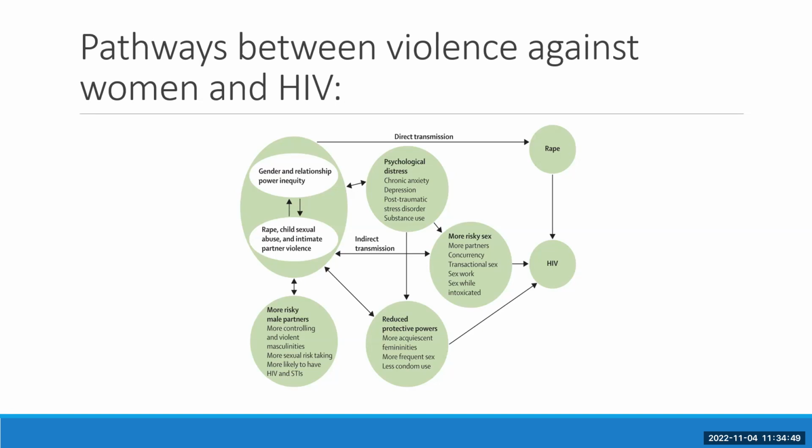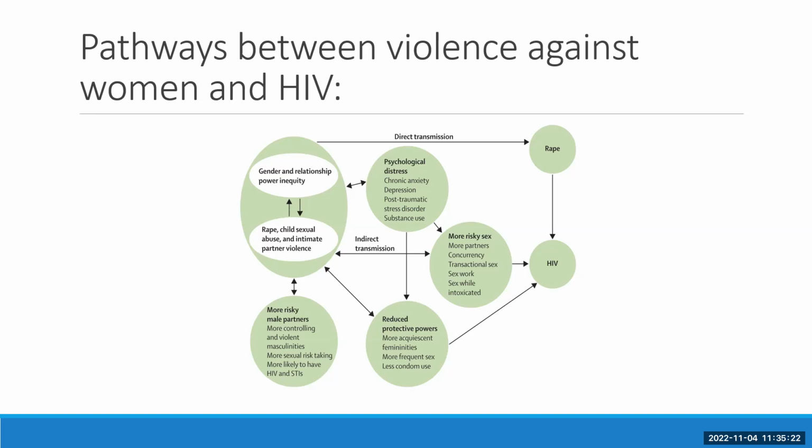These more indirect pathways are that women in abusive relationships could be going through psychological distress, which results in depression and substance abuse, that could lead to riskier behavior, like having more partners or having sex while intoxicated. It also can reduce the power they have to control the use of a condom. The abuse in itself also has that direct path of reduced protective powers for women.